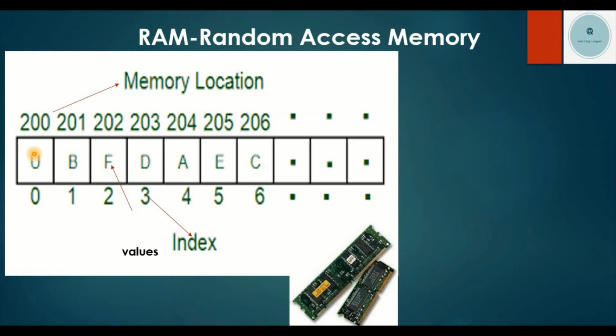That address always starts from 0. You can't give the address as a negative value or a floating value. This address will be in the form of a hexadecimal number system. The same address we consider as an index in array programs. So the values you see here, U, B, F, D, A, E, C, are considered values. In a RAM you can store alphabets as a value, numbers as a value, songs as a value, video as a value, images as a value.